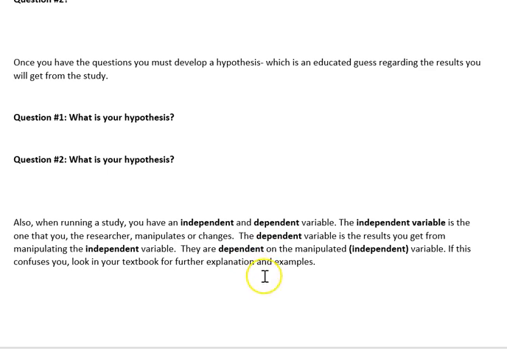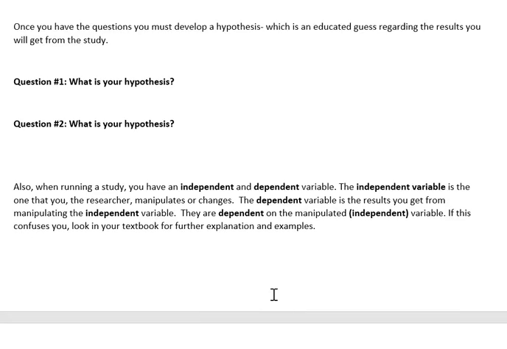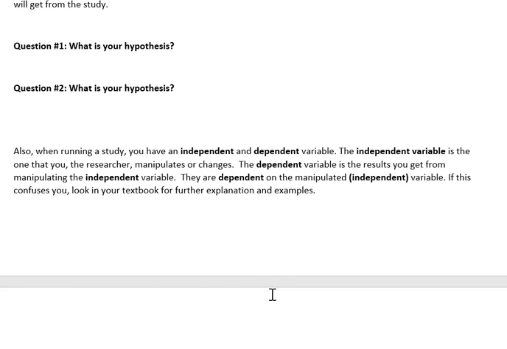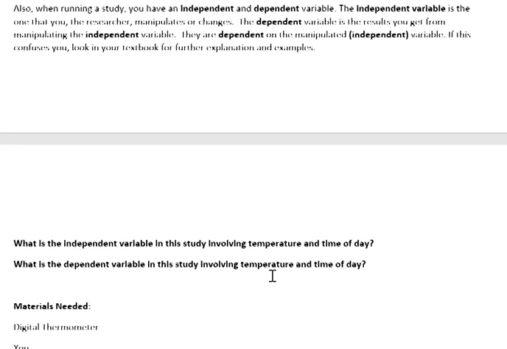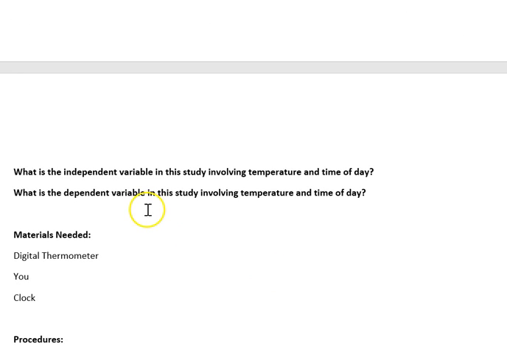Here it discusses the definition of independent and dependent. Your book has information, so if you need more on that, go to the book. If you still don't understand it, then go ahead and send me an email. But do make sure you look it up in the book because it may make more sense after reading that before you contact me. Then it's going to ask you what the independent and dependent variable is for one of the questions we're asking, not for both.